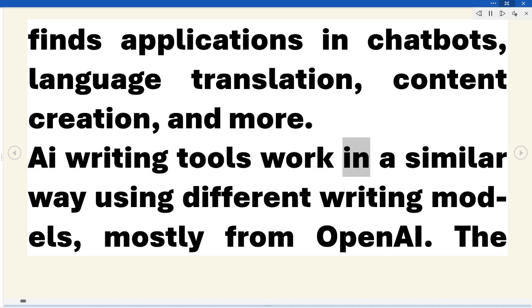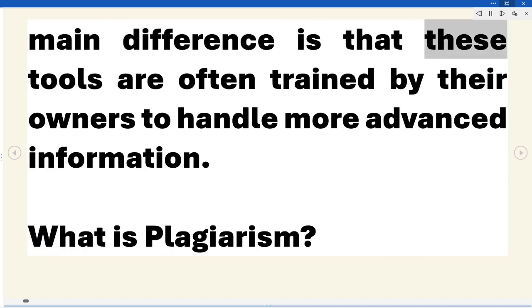It finds applications in chatbots, language translation, content creation, and more. AI writing tools work in a similar way using different writing models, mostly from OpenAI. The main difference is that these tools are often trained by their owners to handle more advanced information.